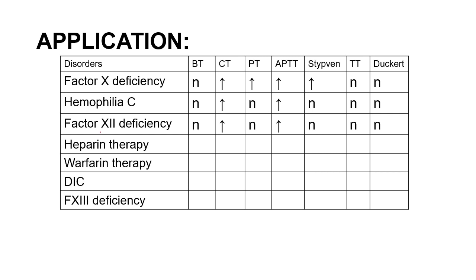Next naman natin is factor 12. Normal BT, clotting time is prolong, normal PT, prolong APTT, normal stiff vein, thrombin, and Duchert's. So, halos parehas si 11 and 12.